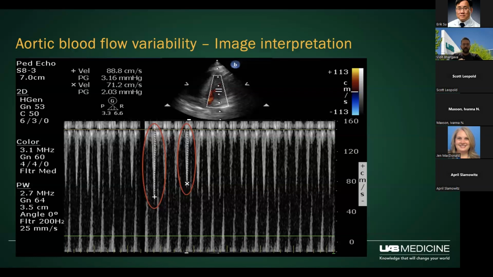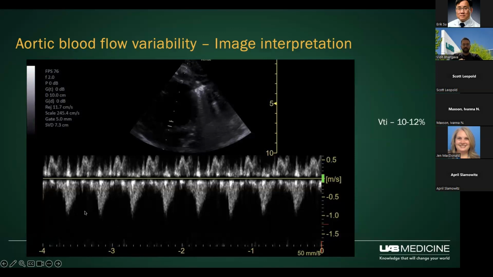This is an example where the peak velocities are quite different. And so if you were to do the calculation, the variability with the peaks comes out to be more than 15 to 18%. And here's another example where the aortic blood flow variability seems to be minimum. And in this case, when we measured out the variability, it came out to be only around 10 to 12%. And so this patient was not deemed fluid responsive, while the other patient in the previous image was.